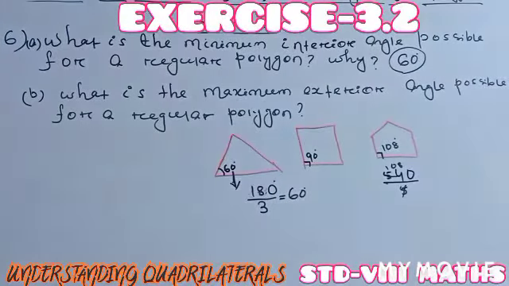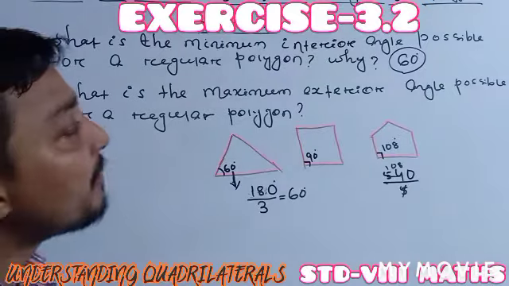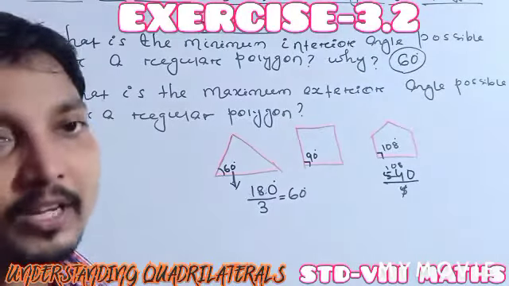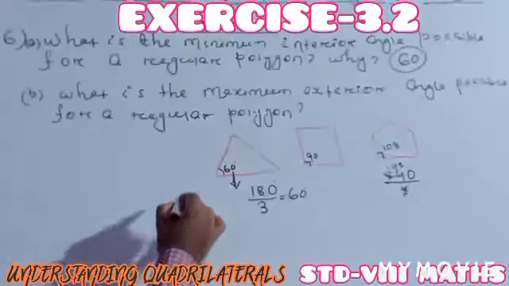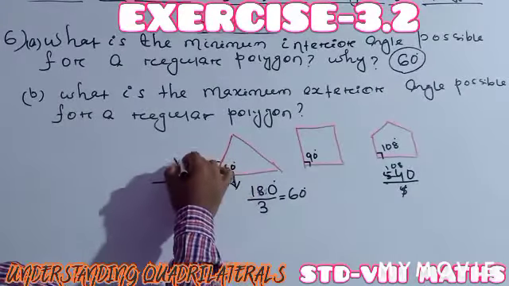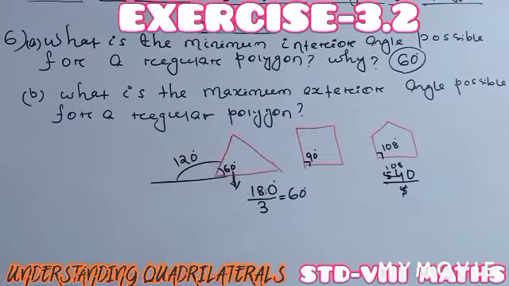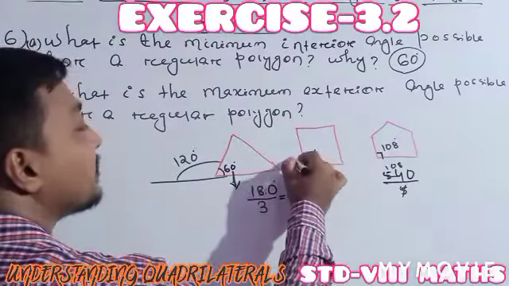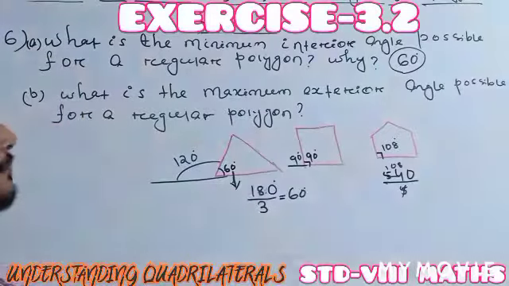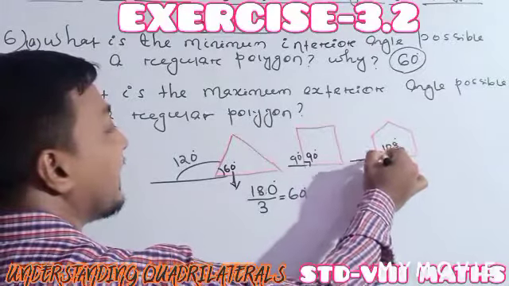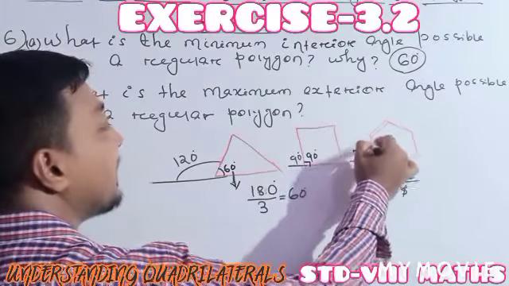The next question asks: which is the maximum exterior angle possible for a regular polygon? See, maximum exterior angle. Here the interior angle is 60, which means the exterior is 120. Here it is 90 degrees, so the exterior is also 90. Here the interior is 108, so the exterior will be 72 degrees.